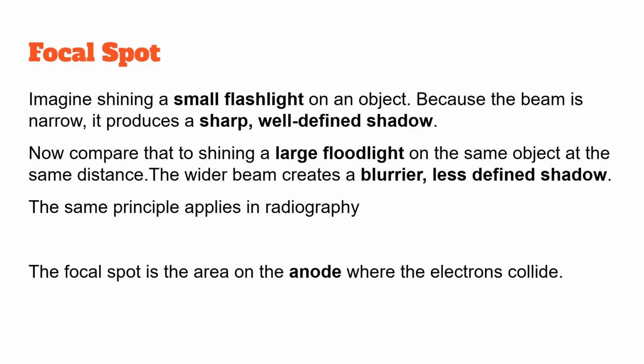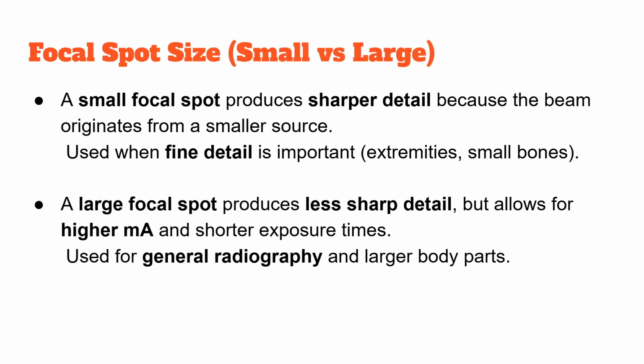The focal spot. Imagine shining a small flashlight on an object. Because the beam is narrow, it produces a sharp, well-defined shadow. Now compare that to shining a large floodlight on the same object at the same distance. The wider beam creates a blurrier, less defined shadow. This same principle applies to radiography, especially when we're talking about the focal spot. The focal spot is the area on the anode where the electrons collide.